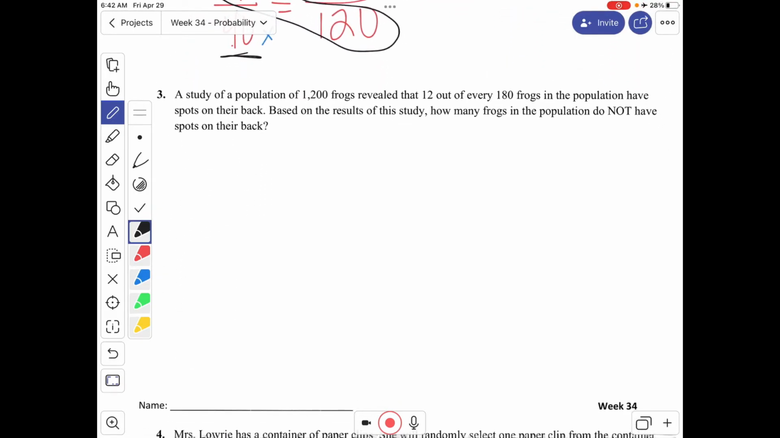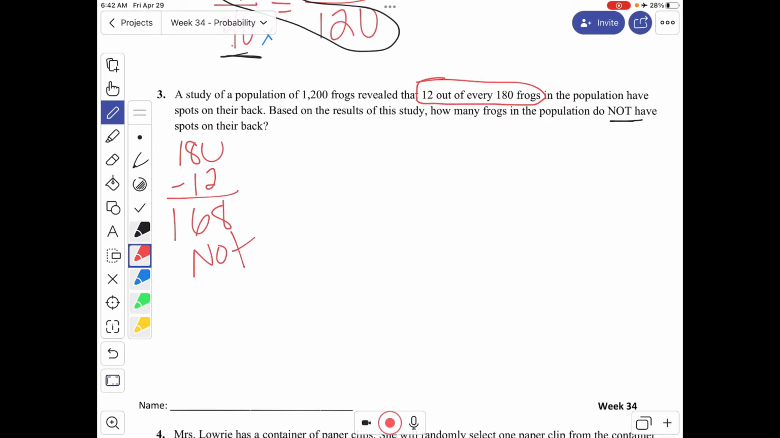Number 3. A study of a population of 1,200 frogs revealed that 12 out of every 180 frogs in the population have spots on their back. Based on the results of this study, how many frogs in the population do not have spots on their back? Well, since it says not, you're going to need to subtract first. So if 12 out of 180, if we subtract, we'll find 168 do not have spots.